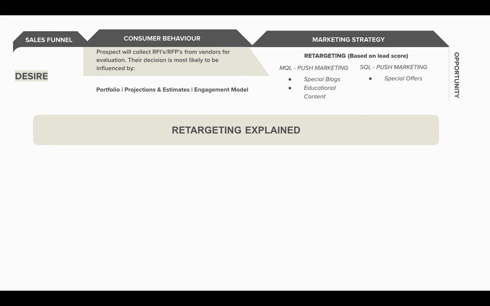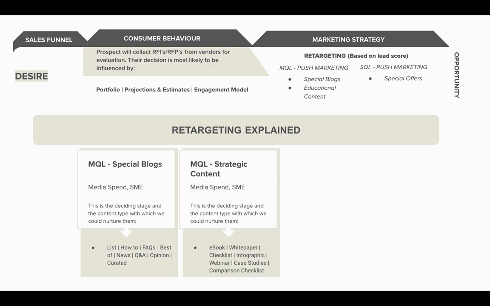Well, that's about it. Now let us take a deep dive into the sales funnel desire stage and understand retargeting. So for the marketing qualified lead, there are two stages. One is the early stage, wherein people just take your portfolio and are still in the research phase. So the sort of content that they would want to go through would be some sort of a list. For example, the list of things that you might want to look at when you're picking up a digital marketing agency.